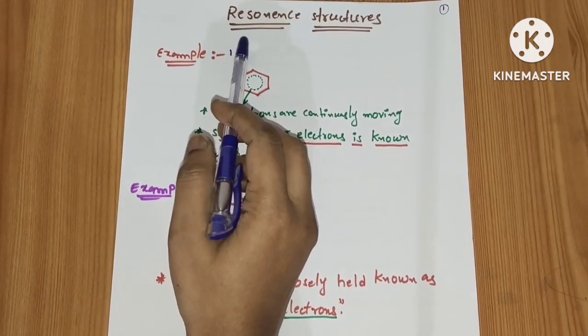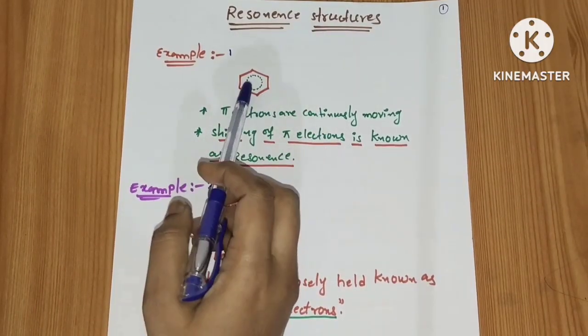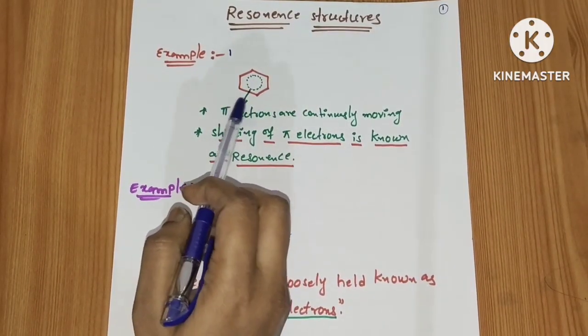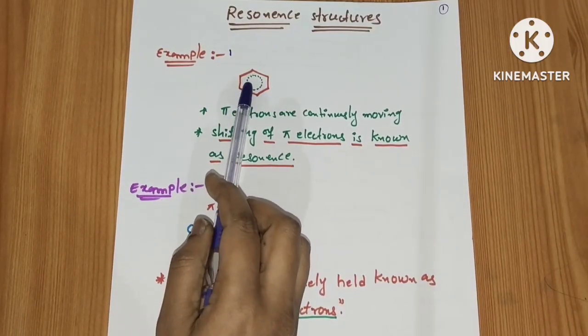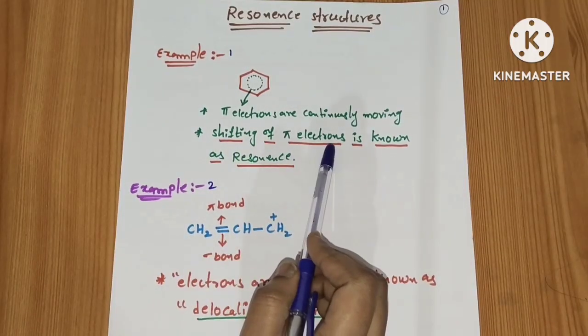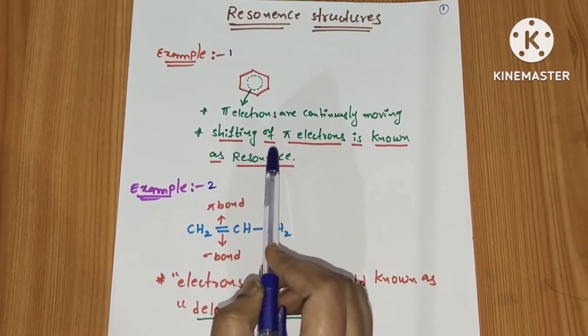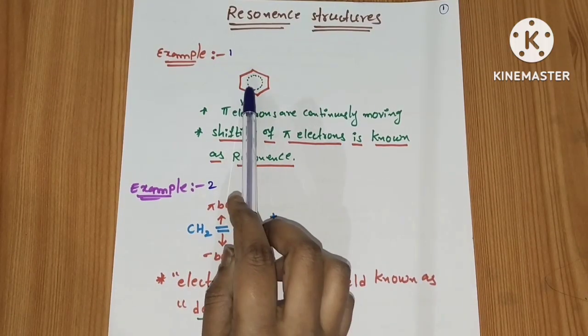Today we will learn how to draw resonance structures. I am taking the benzene structure. In this benzene, pi electrons are continuously moving inside the structure. This shifting of pi electrons is known as resonance. So, resonance is the possibility of shifting pi electrons inside a molecule.